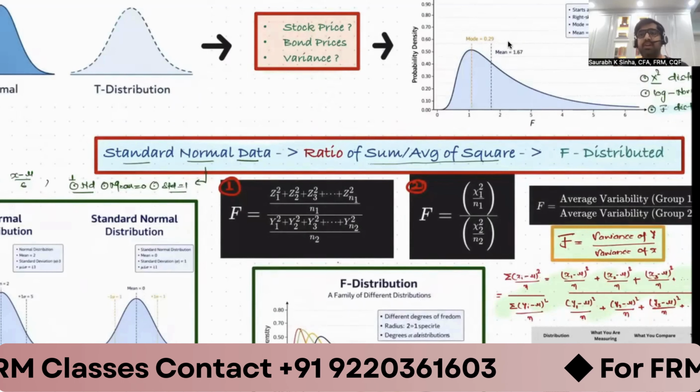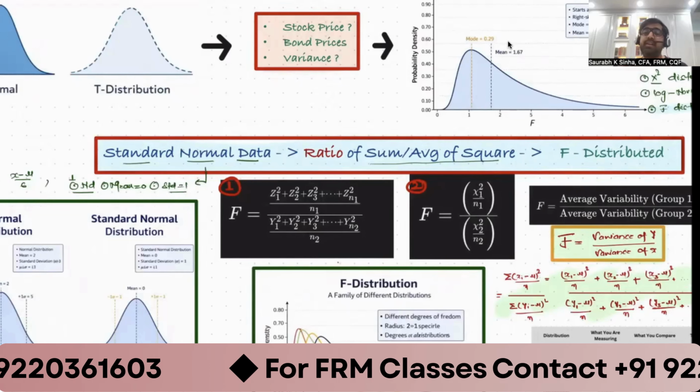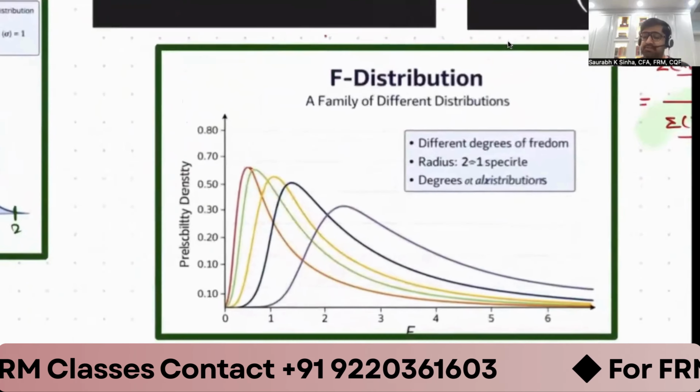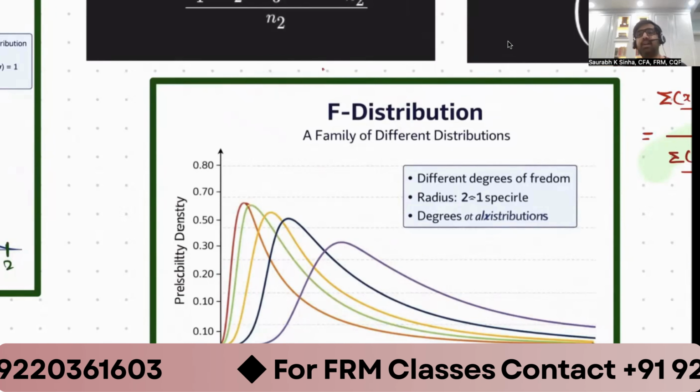Now, in the next session, we'll try to understand and read the F table, and we'll also try to understand whether F distribution is a single distribution like the normal distribution, or a family of distributions like the chi-square distribution or t distribution. With that, we'll end the session.